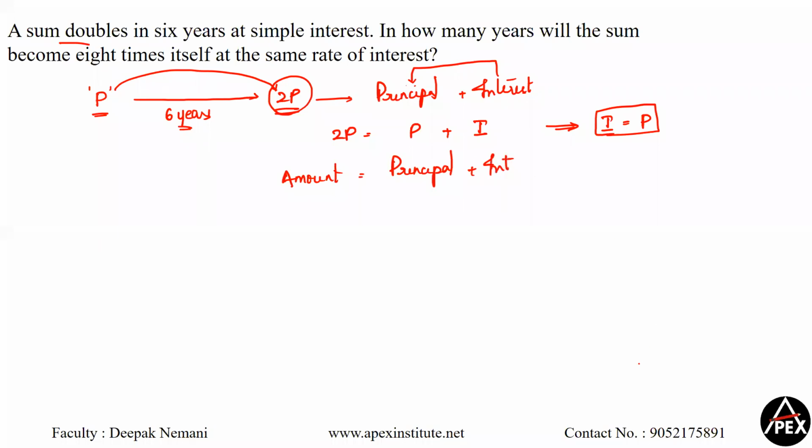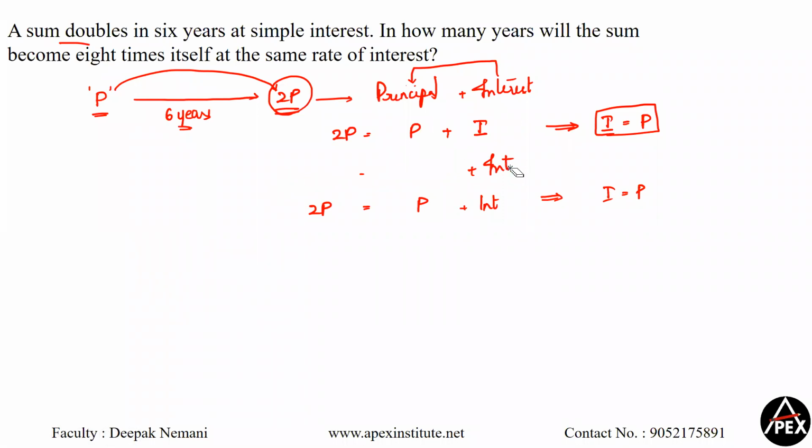And what is the principal? I have deposited P rupees, isn't it? So principal is P, amount I am getting 2P after 6 years. So what was the interest accrued in all these 6 years? Interest is equal to P. Is it clear now? Clear? Okay, 5 and 6. Is it clear? Okay.